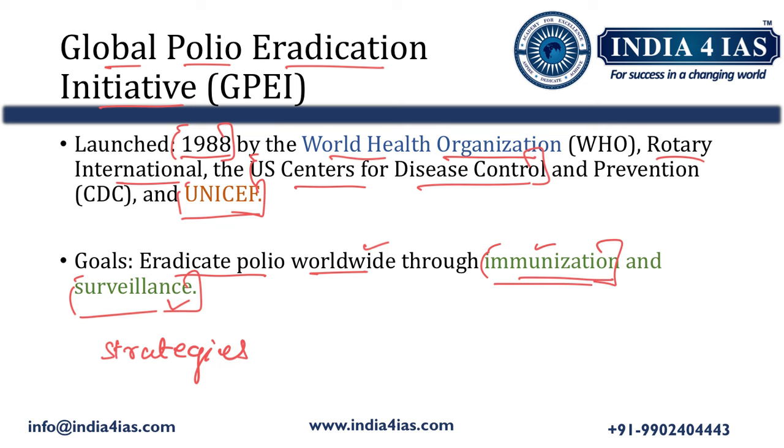Coming to the success of this initiative, polio cases have reduced by over 99% since this initiative was launched. Wild poliovirus type 2 was eradicated in the year 2015, and Africa was declared free of wild poliovirus in the year 2020. So these are the three achievements of the Global Polio Eradication Initiative.